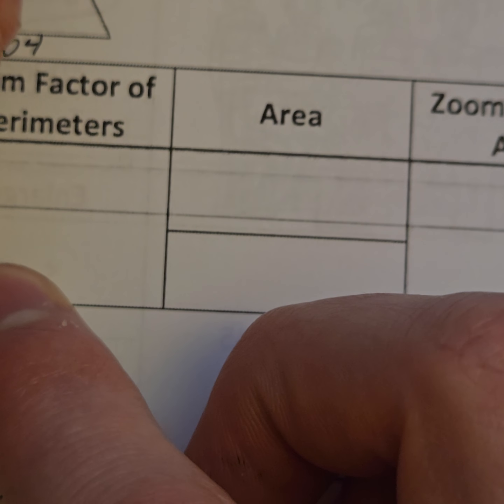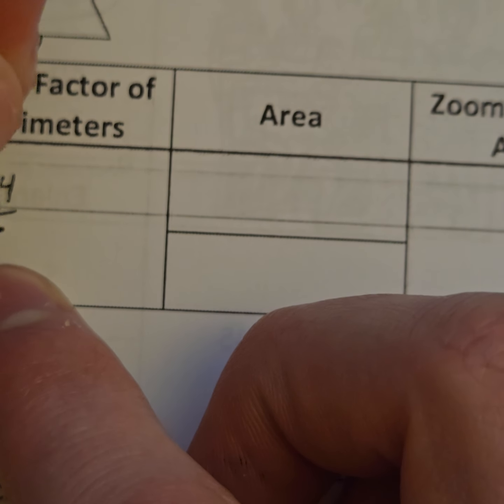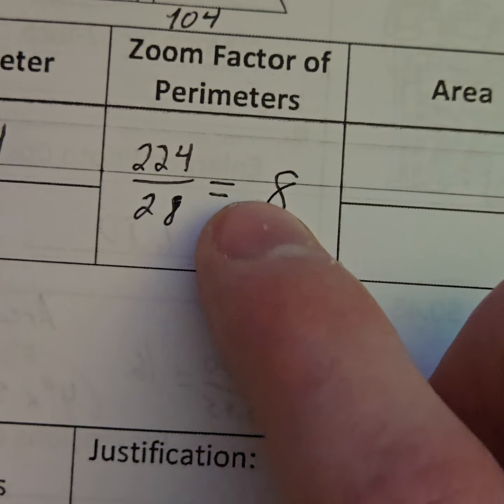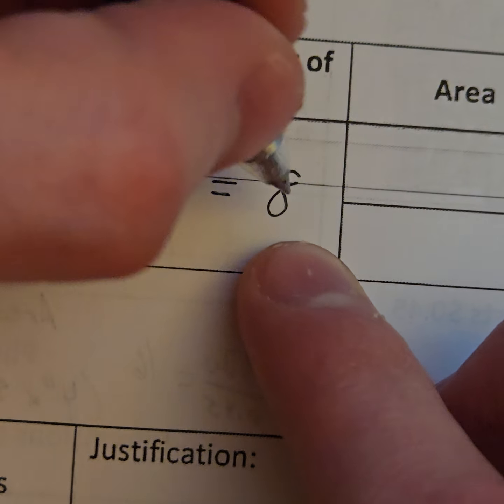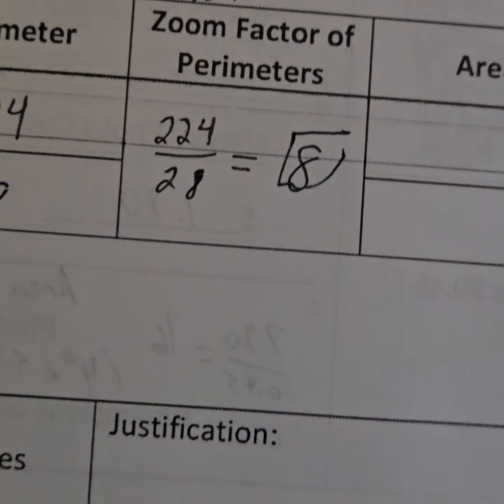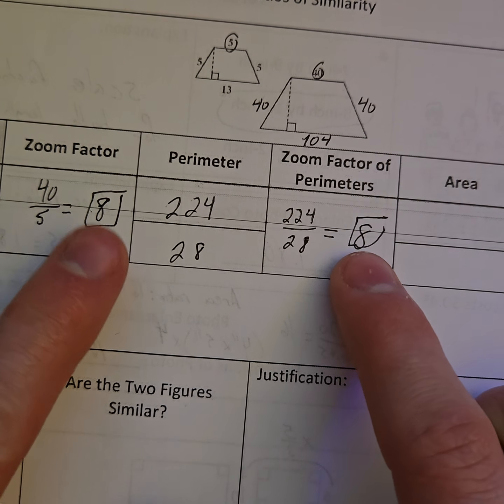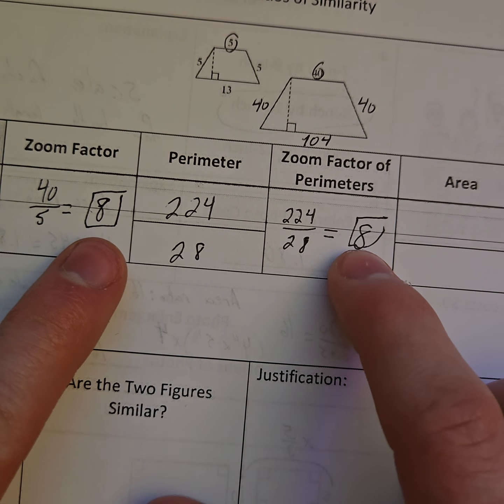Okay, and then you want to divide those. So 224 divided by 28, that is 8. If you type that in your calculator, you get 8. So again, it's proving to be consistent that our scale factor is the same as the scale factor of your perimeters, or your perimeter ratio, you could call it.